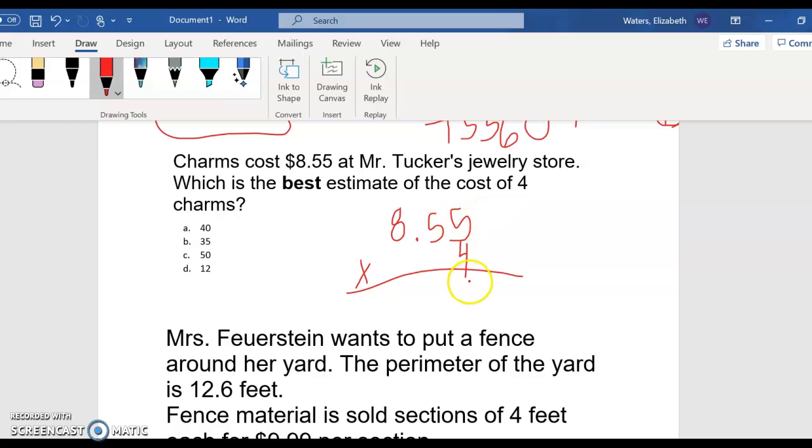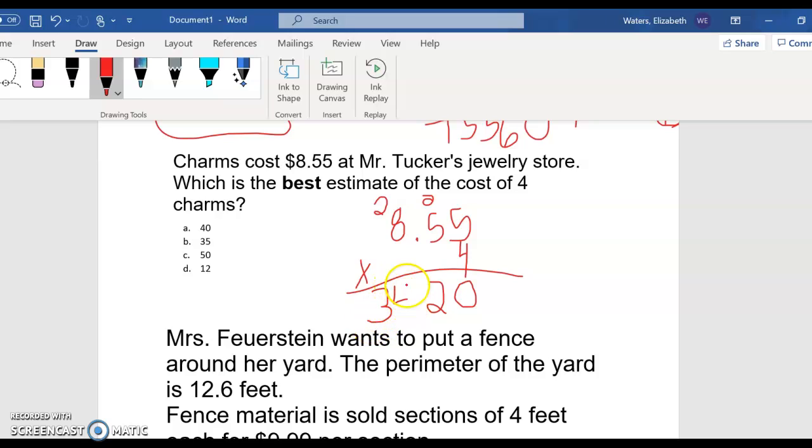5 times 4, that's 20. Put your 0 here, carry your 2. Then 4 times 5 again, which is 20, plus that 2 is 22. Carry your 2. And then last but not least, 4 times 8. 4 times 8 is 36. No, it's not 36, sorry, 32. Plus that 2 is 34.